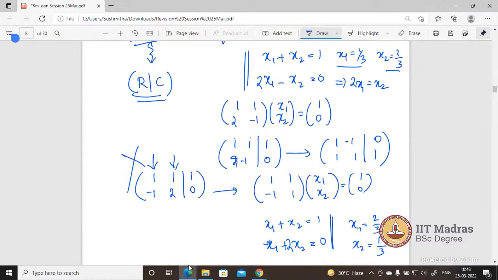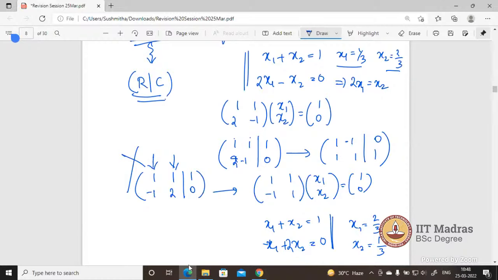No, to the extreme right, ma'am. Whatever you have written at the bottom of your page. Yeah, it is x2 equal to 2 by 3. Sorry, yes, it is interchange. Yes, interchange. Sorry, correct. I'm extremely sorry. No problem at all.